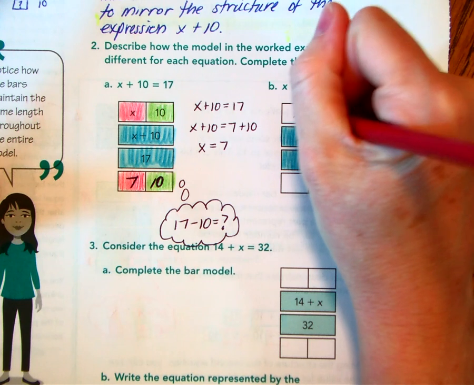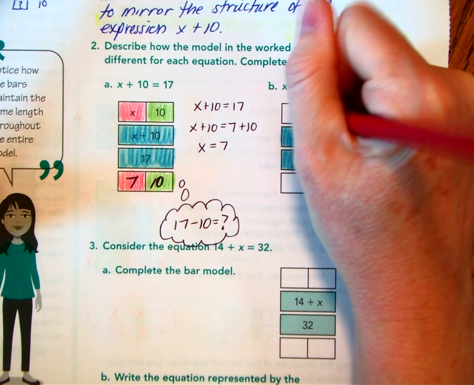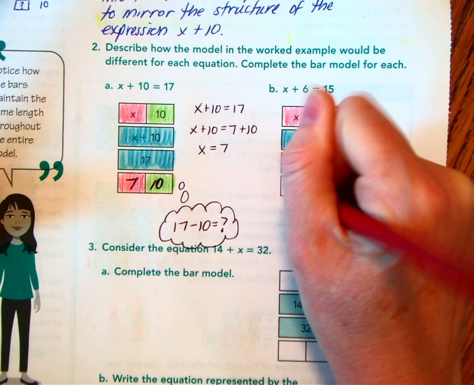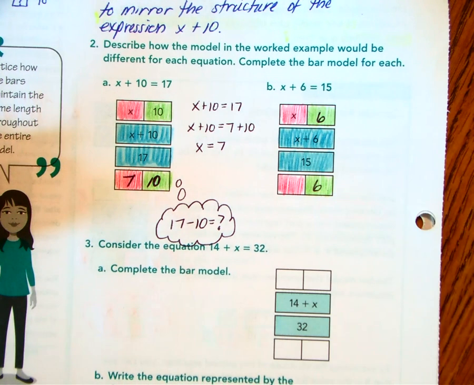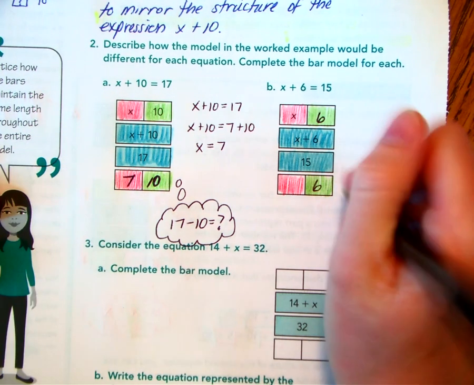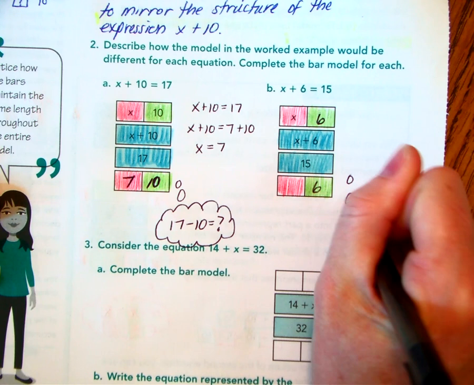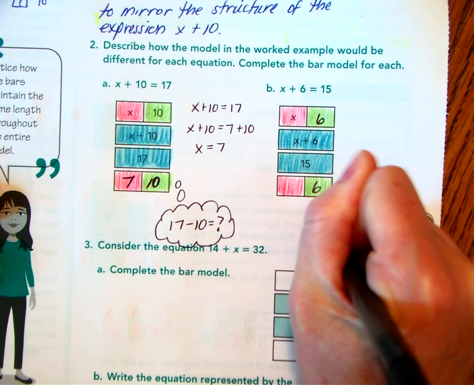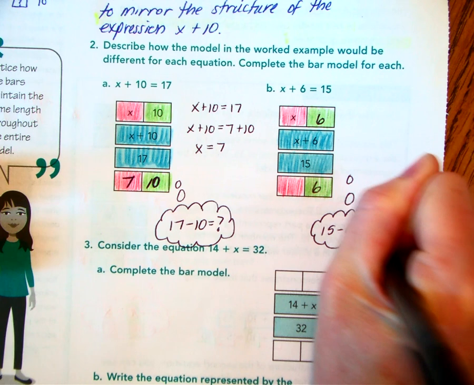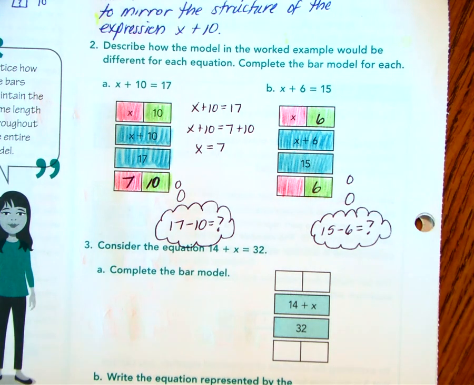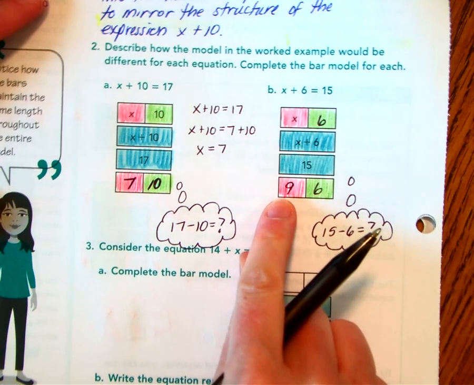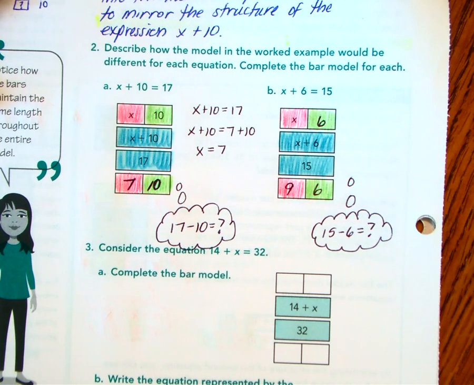Now we have red. Our unknown is x. What had to be here to maintain the equality? The thinking box says 15 minus 6 equals something. What is that something that you found? Hopefully you found 9. That's because 9 plus 6 equals 15.